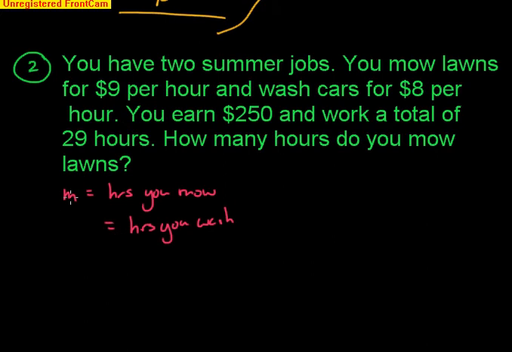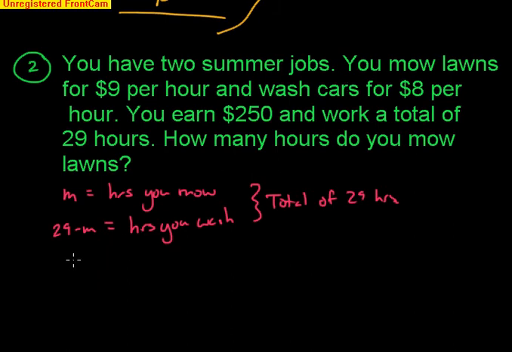Well, think about this m. M is how much you mow, and you do a total of 29 hours. So if we mow for m hours, then if I subtract m from 29, that gives me the hours I wash. 29 minus m. Because together, if I add the m hours and the 29 minus m hours, you get 29 hours. This gives you the total number of hours right here. Okay? So these are the two expressions we'll use in our equation.